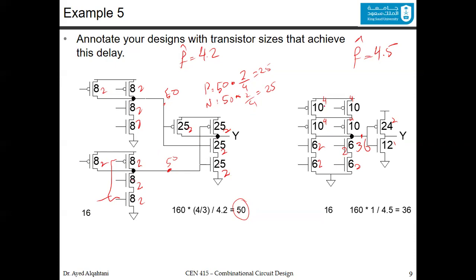Now for this side here, you have the PMOS and the NMOS, so the total is 6. So you divide by 6, and you say that you have 4/6 here and 2/6 here. And you multiply it by whatever input capacitance that you have, which is the 60. And from this, you will get 10 in the PMOS, and you get 6 in the NMOS.